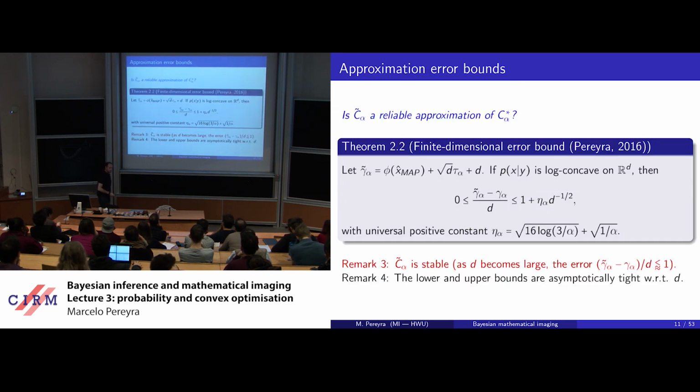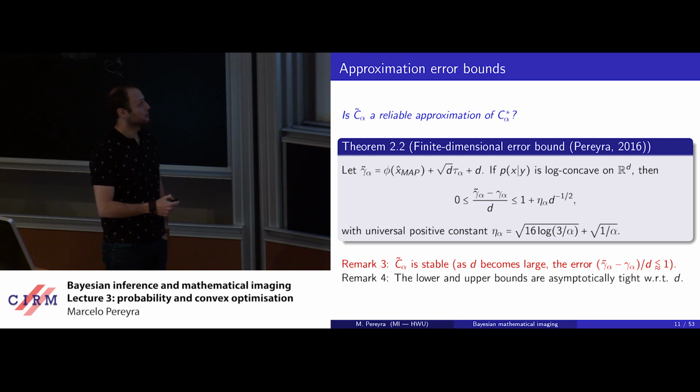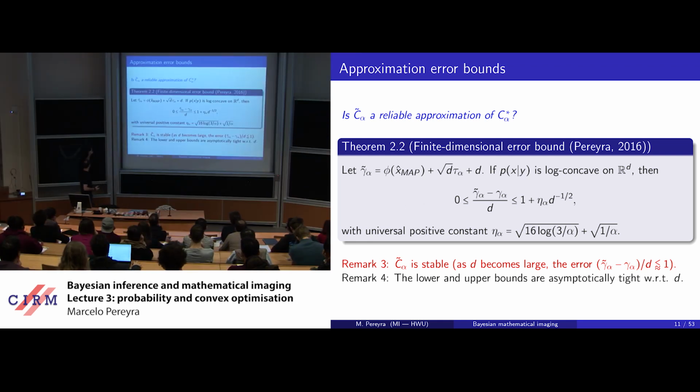Well, is this a rubbish approximation or is it useful? Well, it turns out it is useful. So what I can show is that the difference between this threshold and the correct threshold, which you have to normalize by dimension, because otherwise, as you increase the number of pixels, phi obviously increases, and then this would diverge. So as you normalize this by dimension, this lives between 0 and 1, plus a term that will die very quickly as dimension increases. So this is a stable approximation.